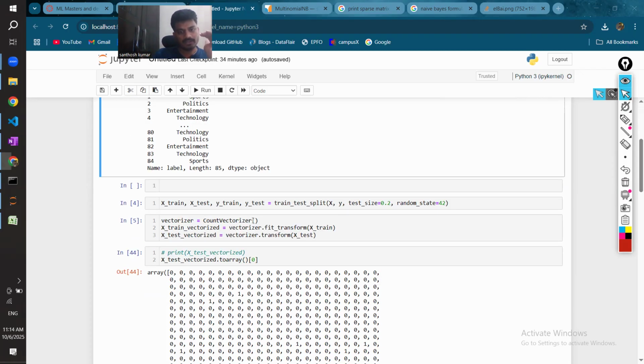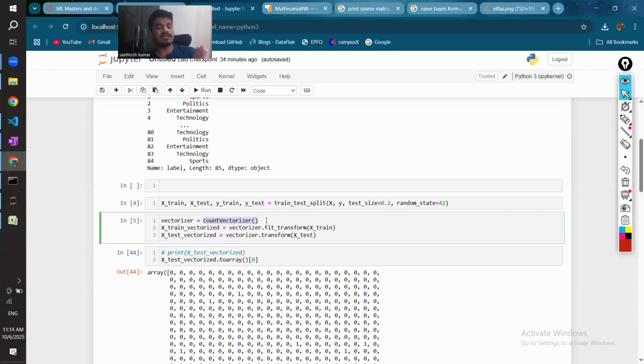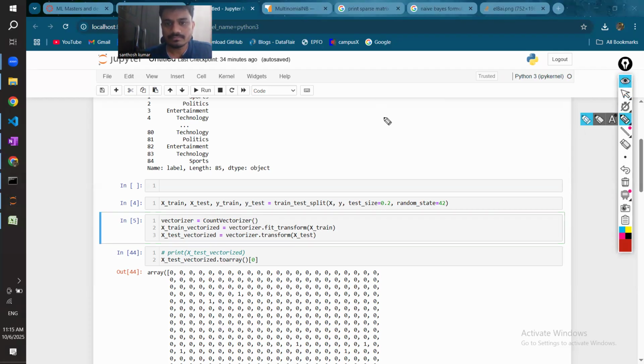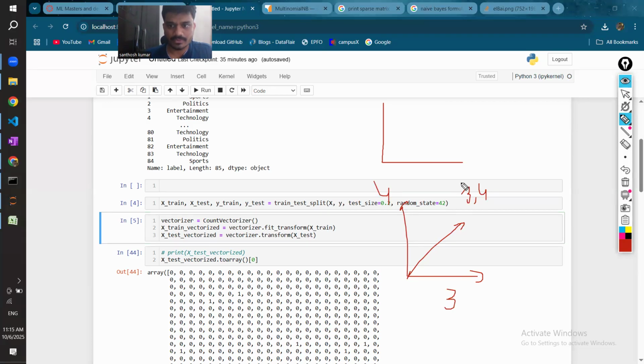Now coming back, count vectorizer is one thing which will try to convert our given text into numbers. These are called vectors, so each row is converted into a vector. And why vectors? As you know, a vector has a direction. For example, 3 comma 4 means in x it is 3, in y it is 4. In the SVM class, I think we discussed this.